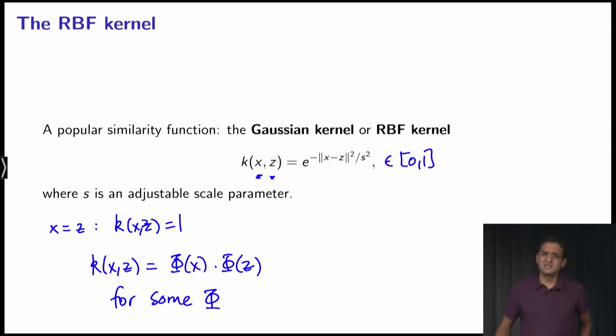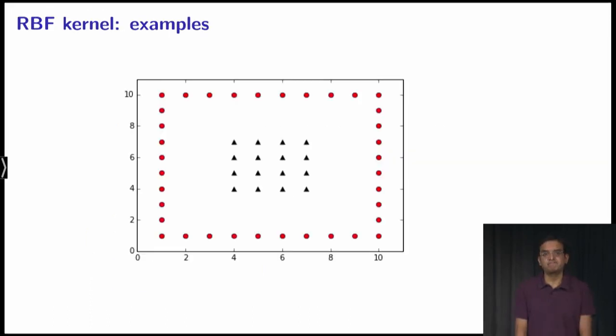What are these extended feature vectors in this case? Well, it turns out they are infinite dimensional. But it doesn't matter, we never need to construct them. We just need the dot products, and the dot products are very easy to compute. Okay? So let's see the RBF kernel in action.